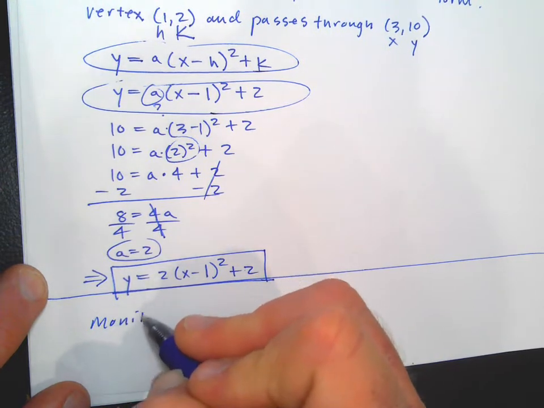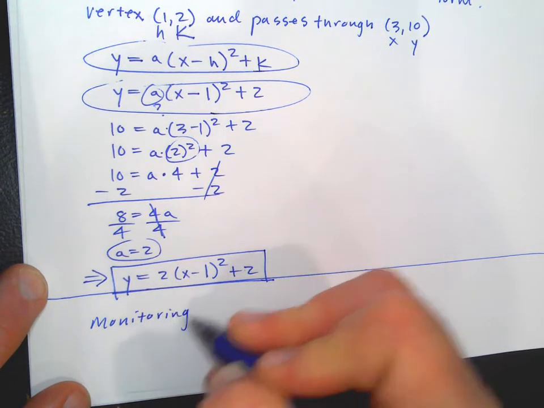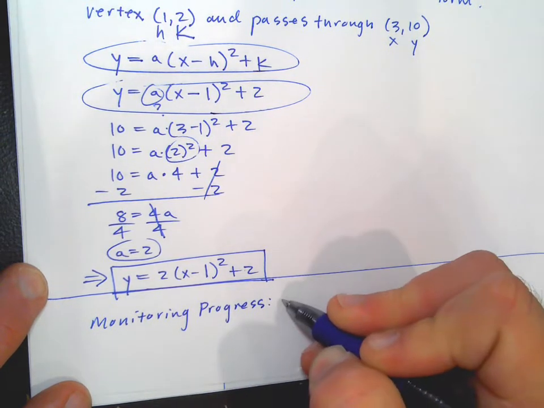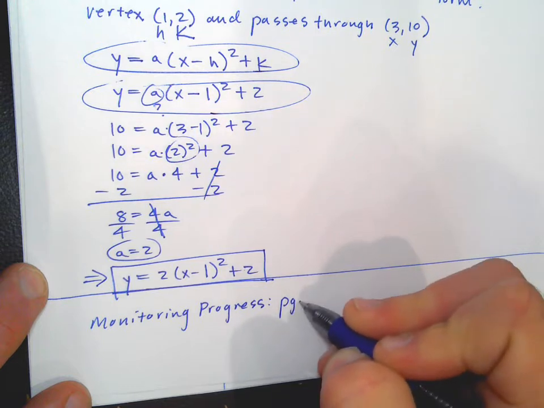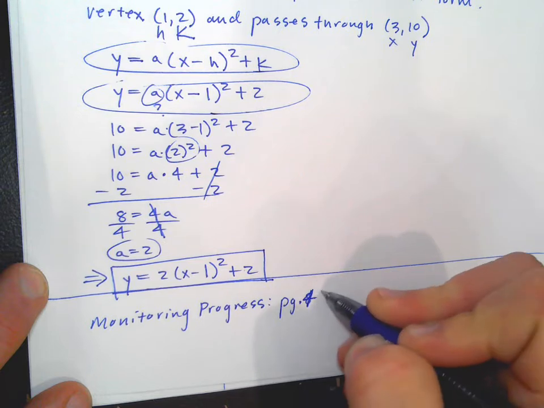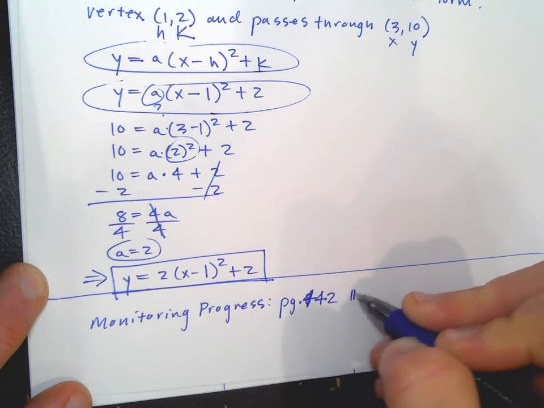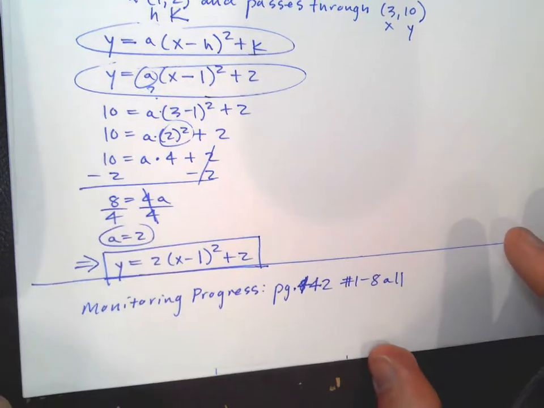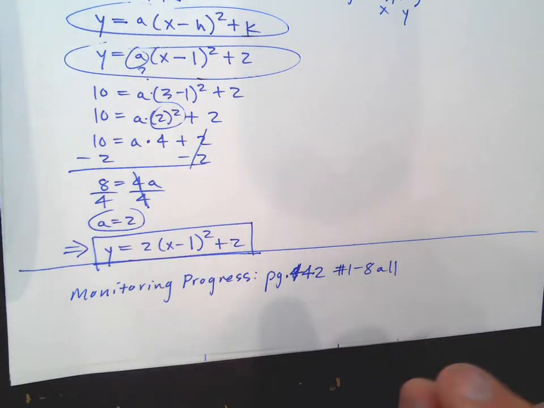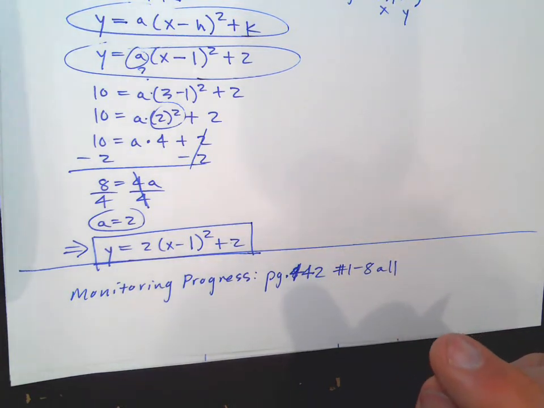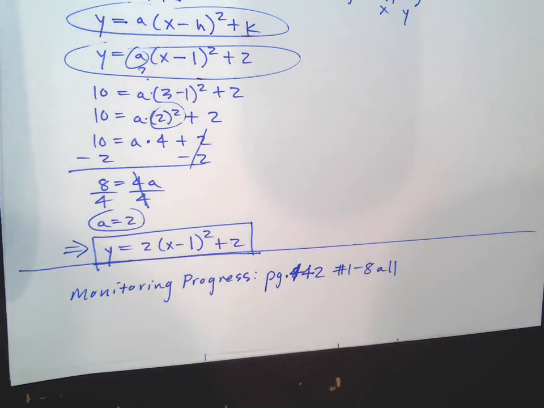Your classwork, monitoring progress, is going to be in section 8.4 in your book, page 442, problems 1 through 8 all. They're at the bottom of each page. The Student Dynamic ebook is really helpful because next to each one, they have a little blue arrow button. And if you play it, it'll show you a video showing you how to do the problem. So try it out.